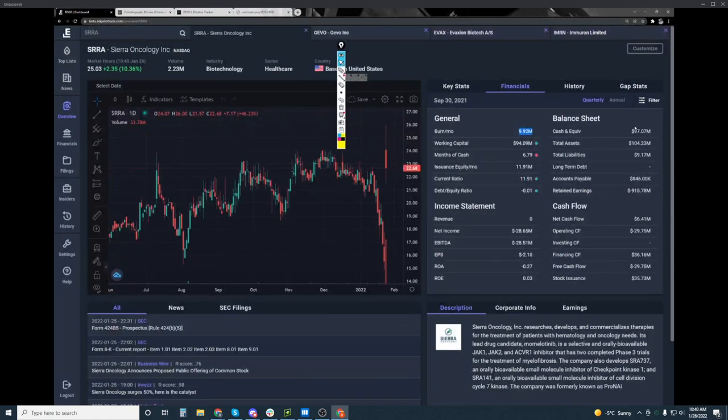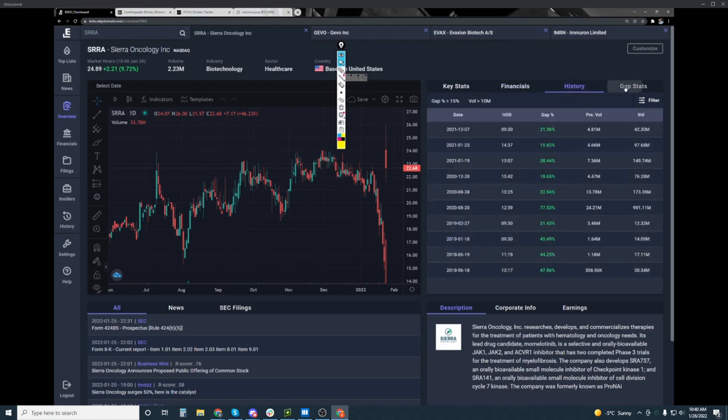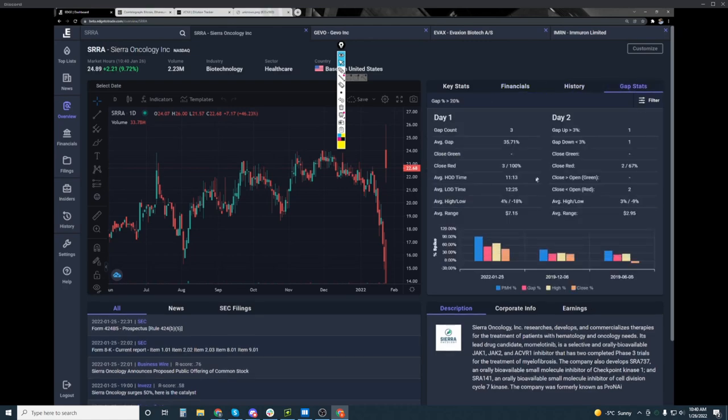I basically wouldn't look for any kind of play long because of this net income, which is negative because we have no cash. Also, you can go check and they have dilution on. And the history of this stock is it sells in the first day.